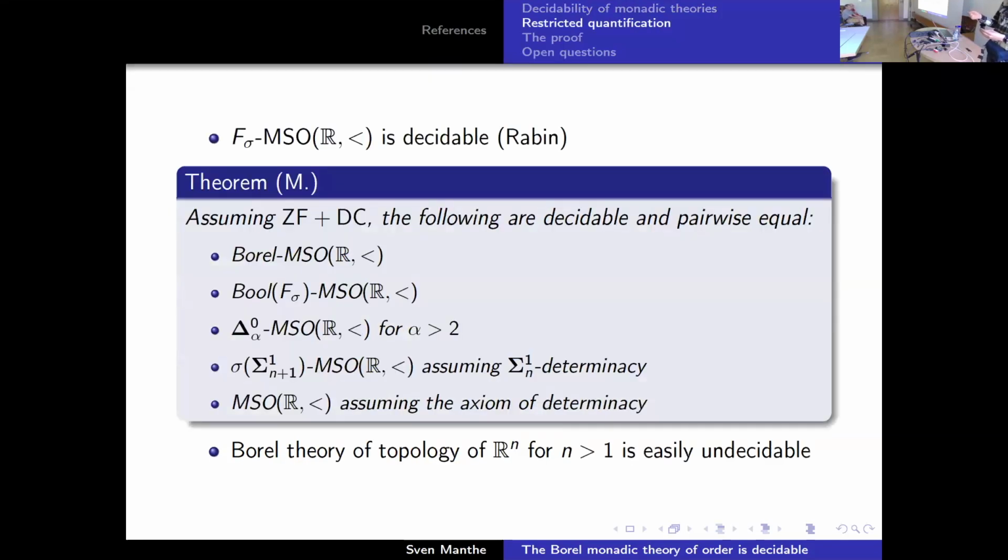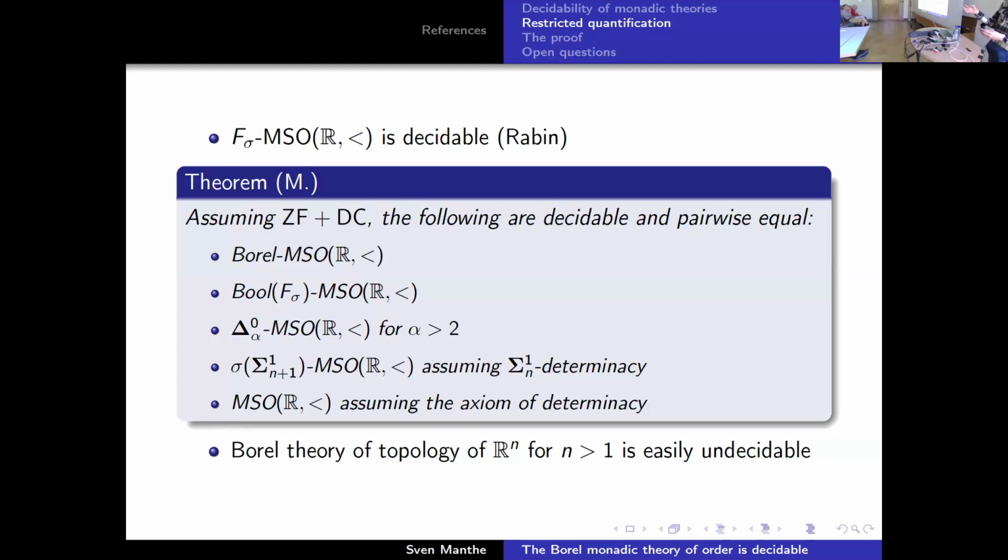Certain fragments of this were already known. Using tree automata, Rabin showed that the monadic theory of the reals with quantification restricted to F sigma sets, the second level of the Borel hierarchy, is decidable. And actually, it turns out that this is quite close to the general monadic theory of Borel sets, namely if one restricts to Boolean combinations of F sigma sets, I could show that this forms an elementary substructure of the Borel sets. And we get also many intermediate theories which are equivalent.